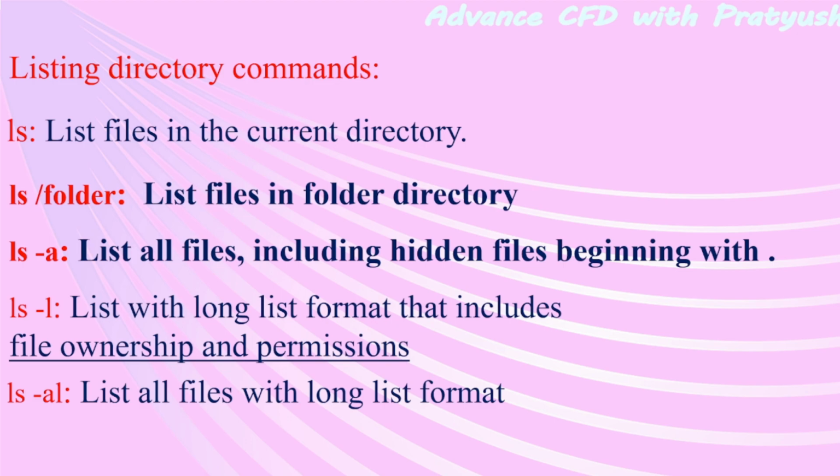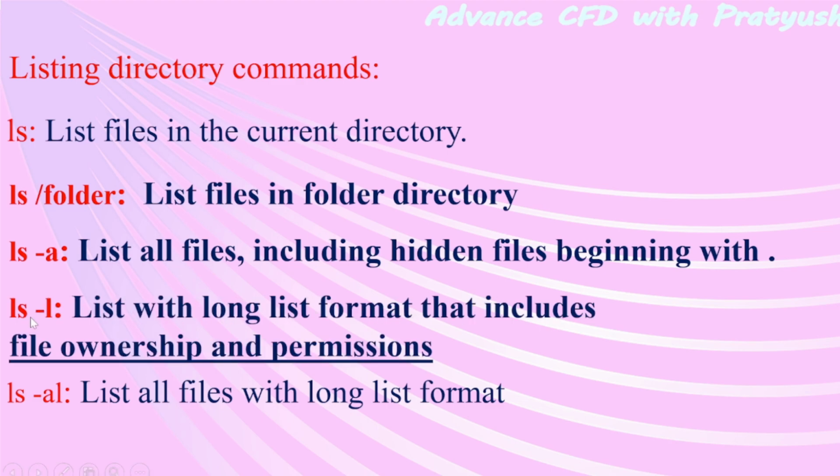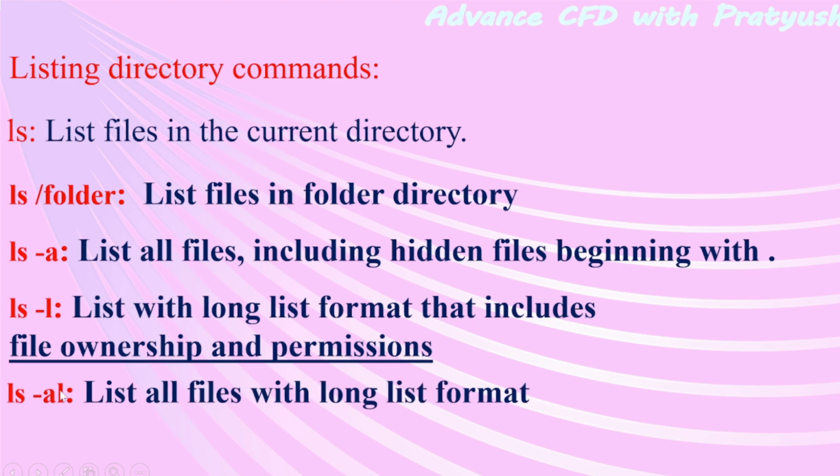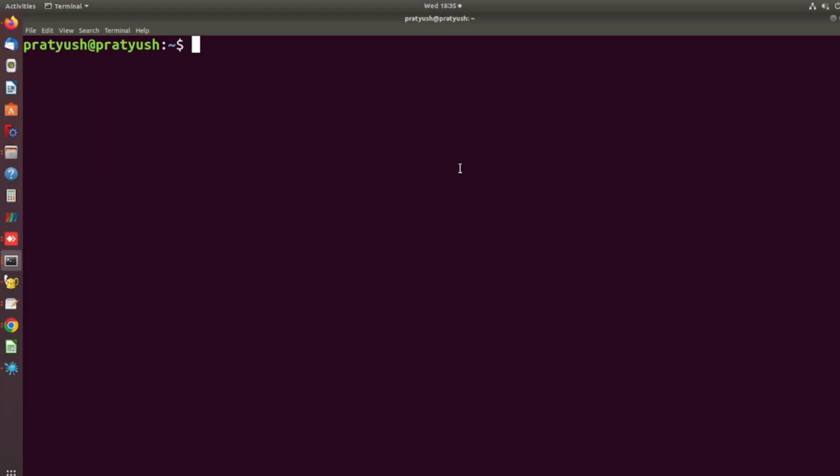It is going to show you who is the owner of this file and what permissions are given to the file names or the text file. Now both of these things, l and a, can be used at the same time using the -al command. So let's go to the Ubuntu terminal, then all these commands will be clear to you.